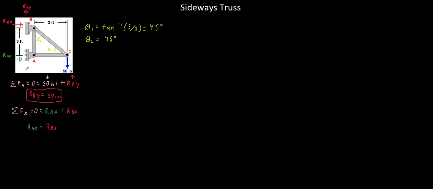Because I know to solve for either one, I have to use the sum of all moments. So we can go ahead and do that. We'll go ahead and write it out. We'll say, well, the sum of all moments will equal 0. Well, the next thing we need to ask ourselves is, what are the moments?